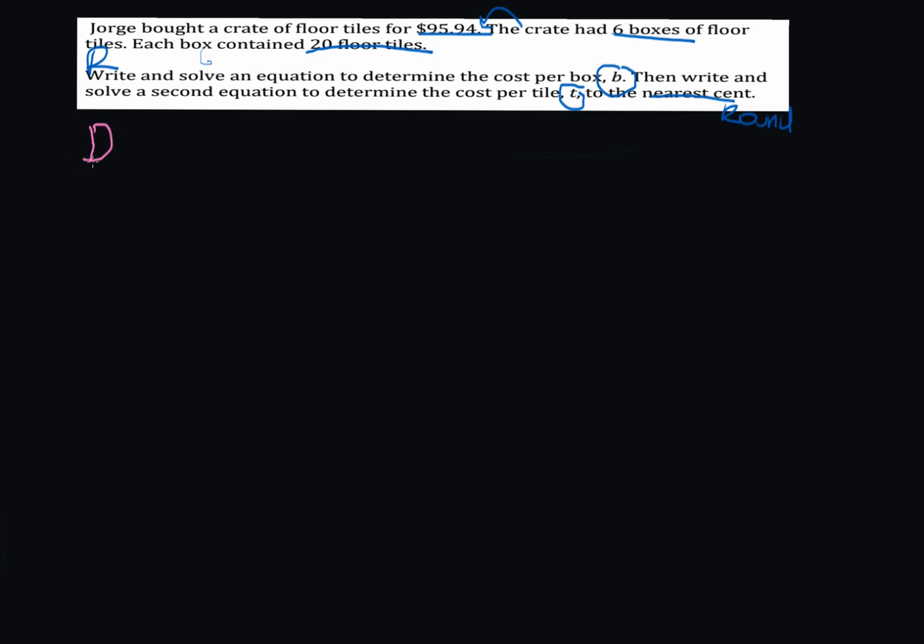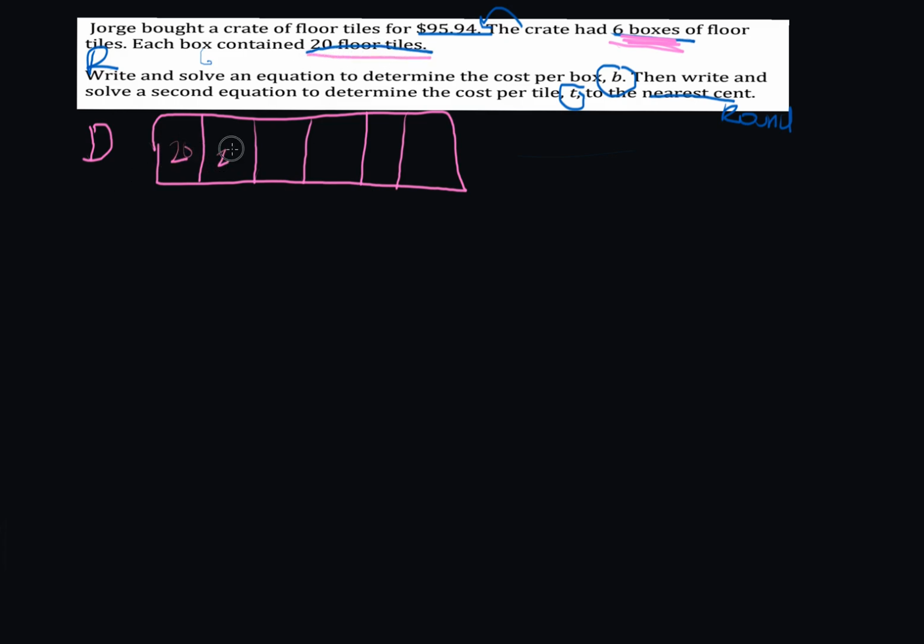So, for this problem, we will use a tape diagram. So right now we are drawing our crate as one large tape, and in each crate there are 6 boxes. So we need to divide our crate into 6 pieces. So 1, 2, 3, 4, 5, 6. And so in each one of the boxes there are 20 floor tiles. So we need to make sure we account for each box that has 20. Overall, it tells us that our crate is $95.94, so we need to label that too.